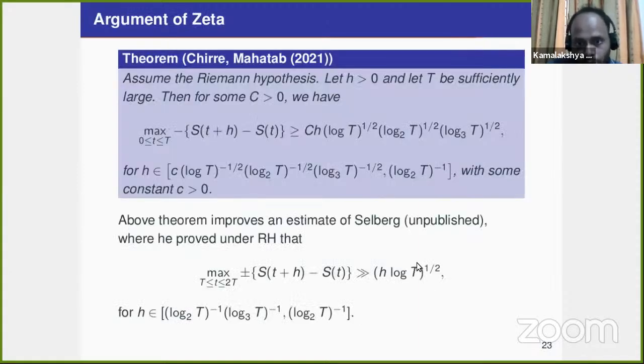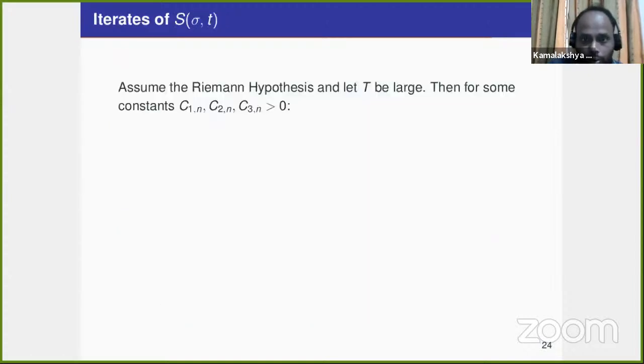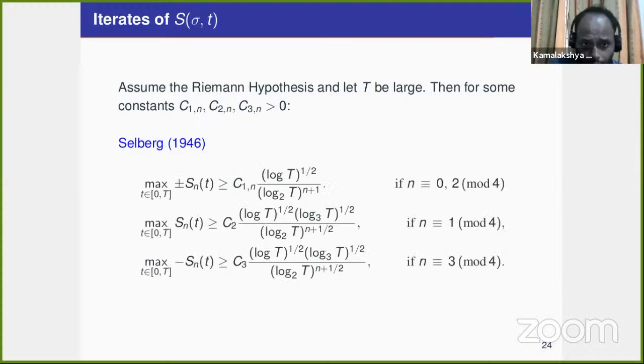It improves the Selberg result by a lot, but in a very narrow interval. Okay. So what are other results? There are some results known about S_n(t) under RH.